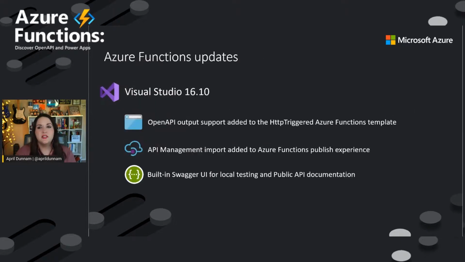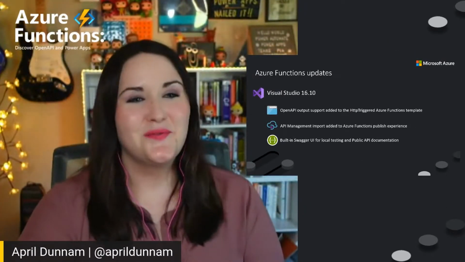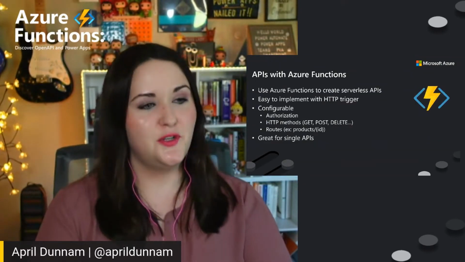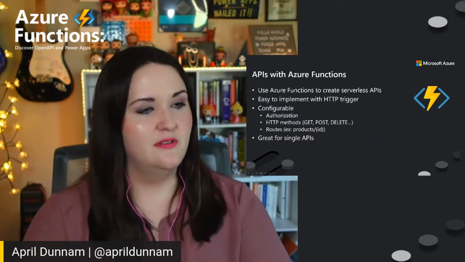And there are a few updates that have been made, which we're going to talk about a little later in the demo section for Visual Studio, that make the integration with Azure Functions and OpenAPI even more seamless. OpenAPI support has been added to the HTTP triggered Azure Functions template, Azure API Management import has been added to the publishing experience, and there's a built-in OpenAPI UI and all that. So that was a lot of talking. Those are the main benefits of why you would use Azure Functions to host your APIs and how custom connectors are used within Power Apps.